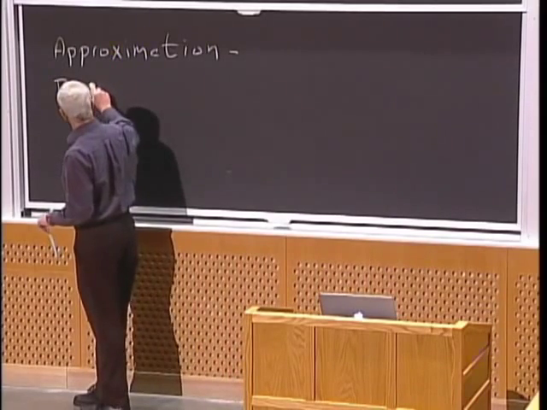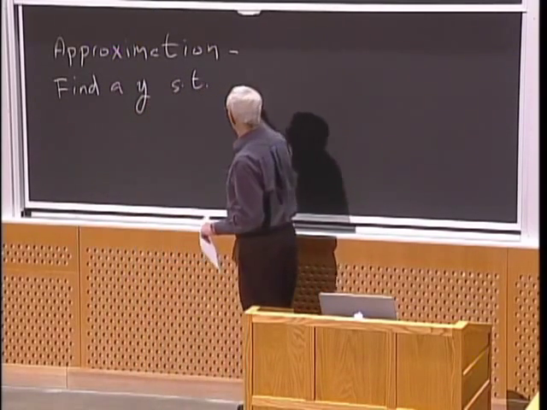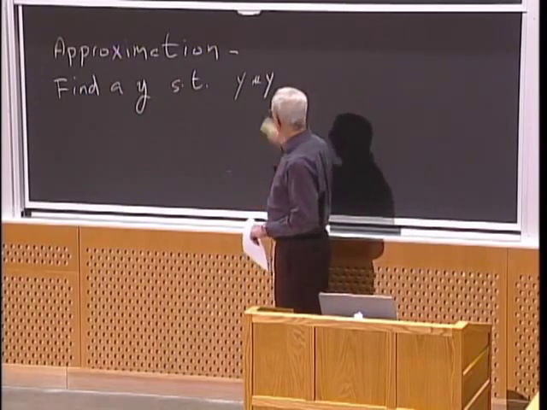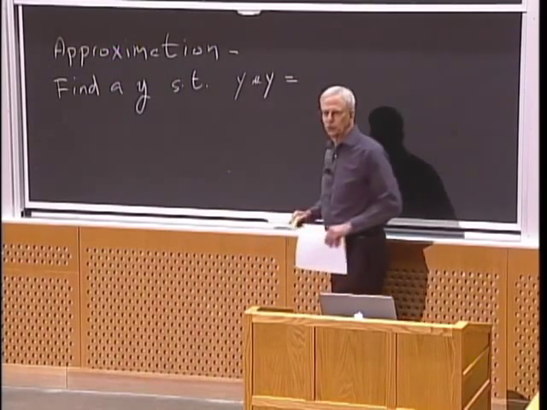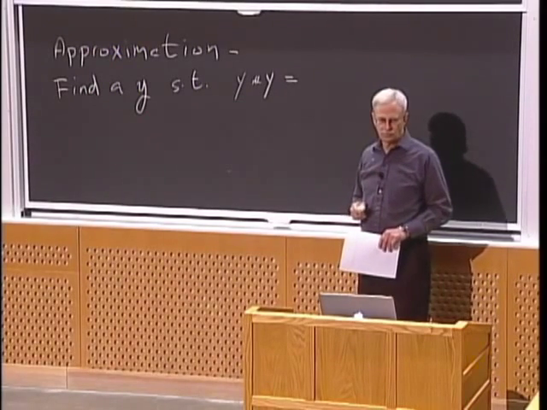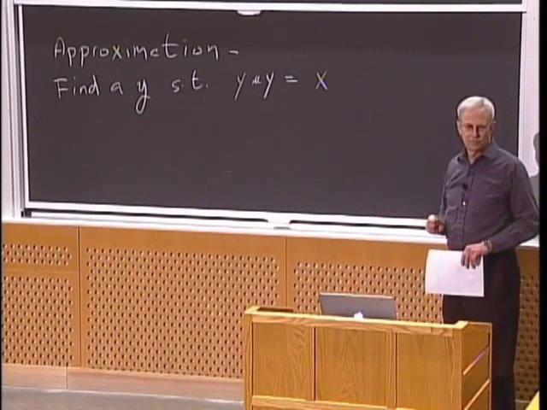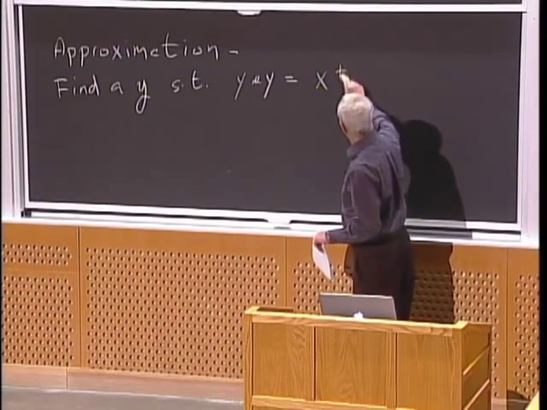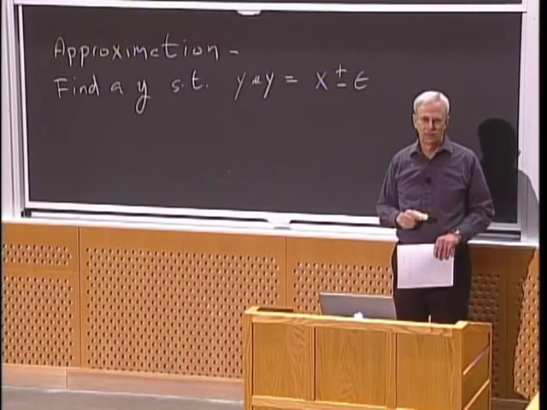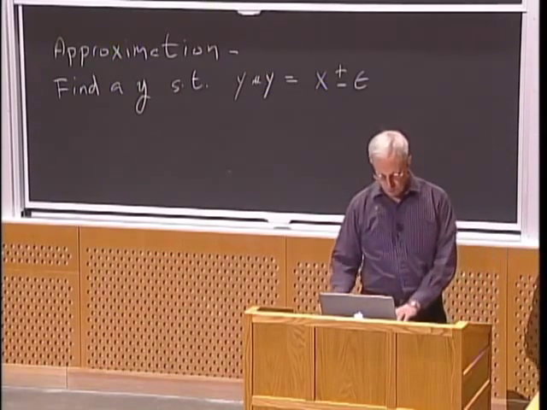So find a y such that y times y is equal to what? What does it mean? How would I express it within epsilon of the perfect answer? I don't want to say it's equal to x because that may be impossible or too time-consuming to find. So really what I mean is x plus or minus epsilon. Right? So that's what I'm asking. Find one that's close enough. And that's what the next piece of code I want to show you does.